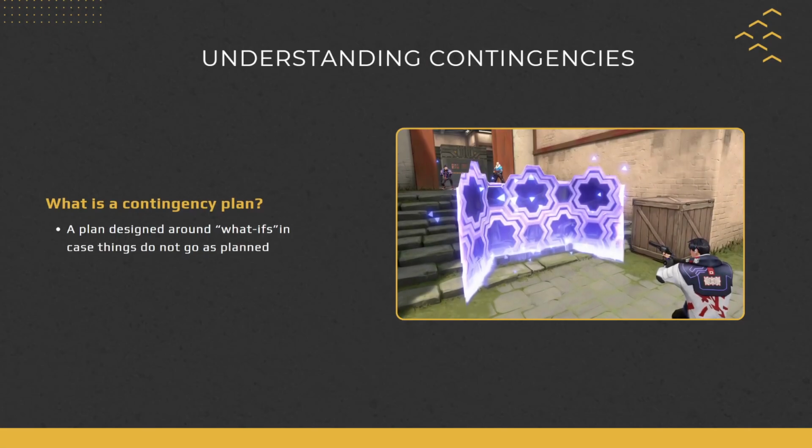So if you don't know what a contingency plan is, it is just a plan that's designed around what ifs. It is essentially designed so you do not reach a catastrophic level of errors or mistakes, and it's basically just a plan B. Things do not go according to plan, right? They never really do, but in case they do, it's great, it's amazing, but you always got to make sure that you have a backup plan.